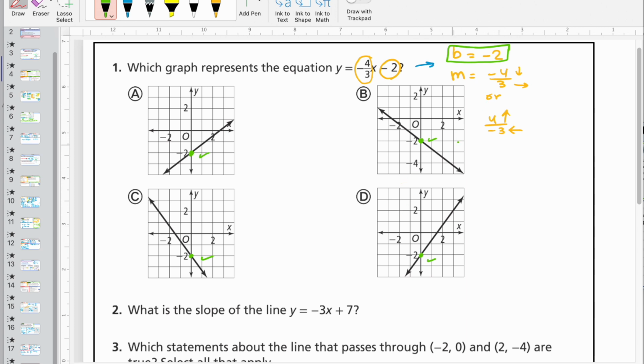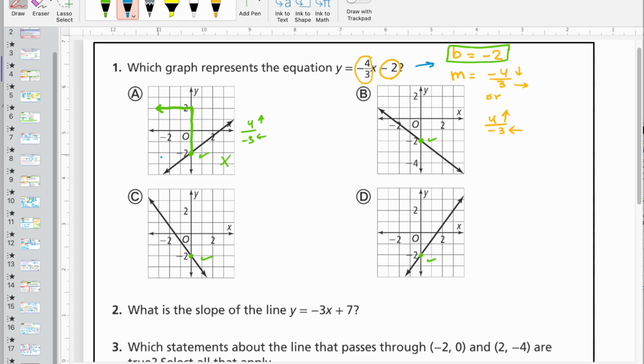Let's check the slope. So I have to go 4 down, 3 to the right, or 4 up, 3 to the left. I'm gonna go with the ones that are either down or up. Depends. So here I'm gonna go up, 4 up, 3 left. Okay, 4 over negative 3. So from my y-intercept, 1, 2, 3, 4. And then 3 left. 1, 2, 3. I'm supposed to find a point here, or I'm supposed to have my line crossing somewhere here. But it did not. It's not correct.